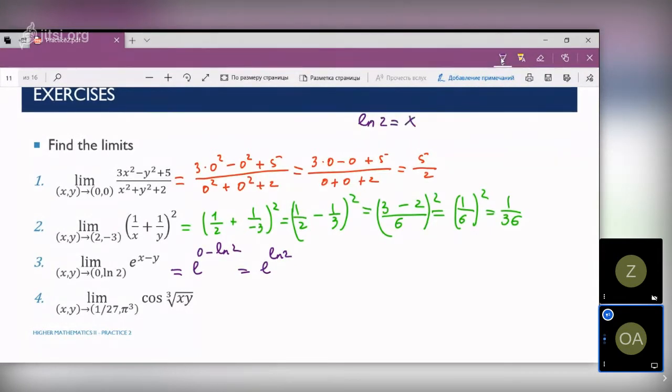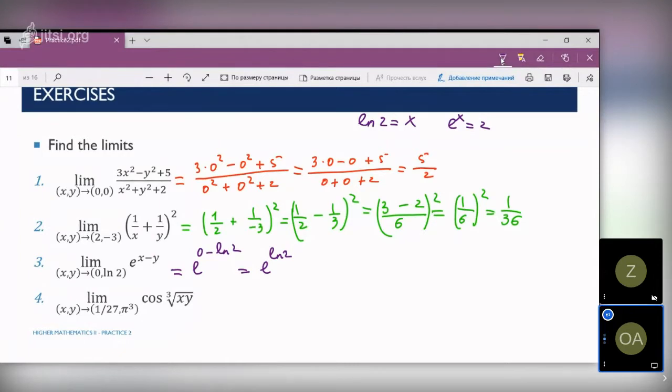ln 2 equals, for example, x. So what does it mean? It means e to the power x equals 2. ln 2 equals x means the x's power of e equals the number 2. e to the x equals 2. It means this one.